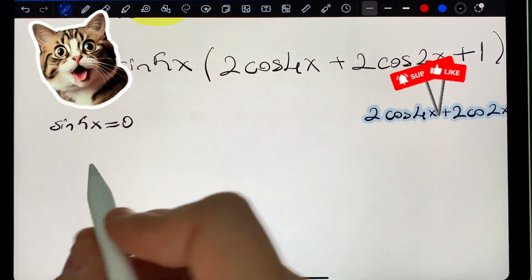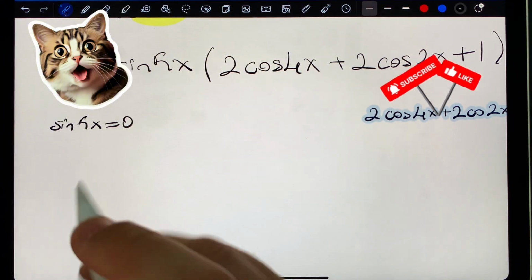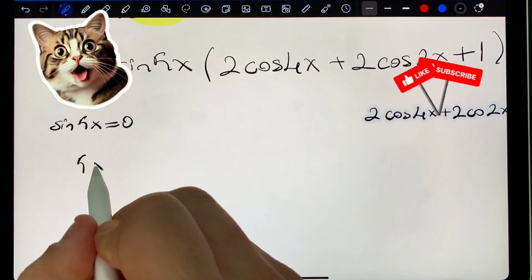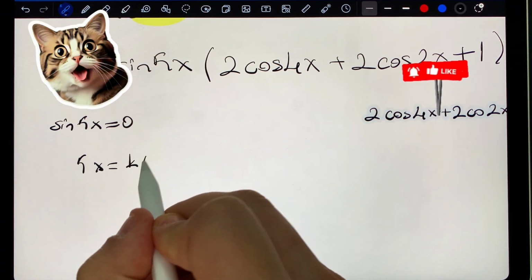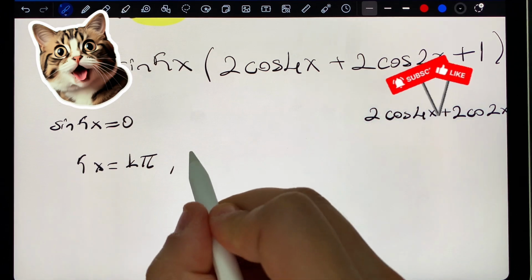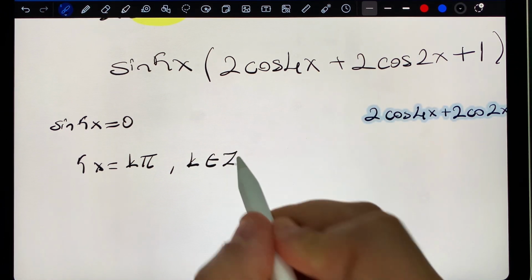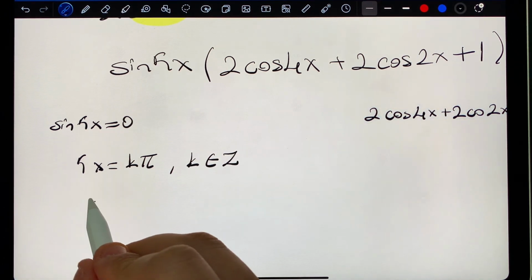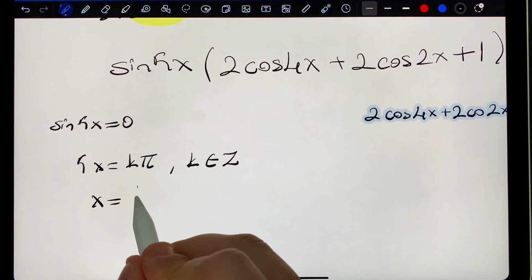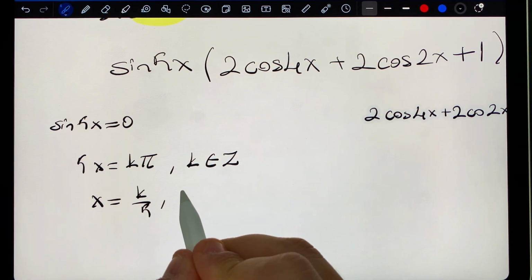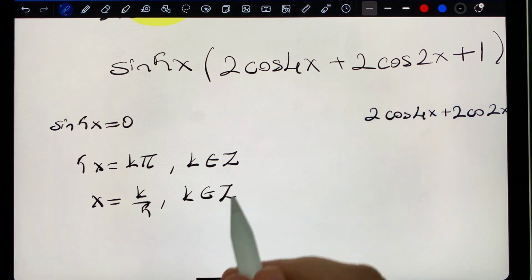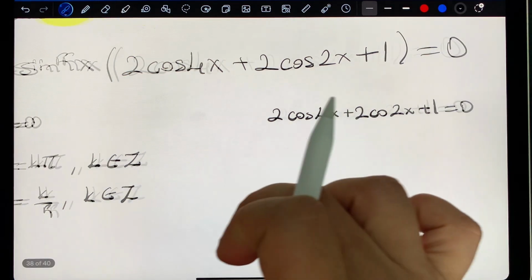Yes, now what can I do right here? I can solve this. Sine 5x equals 0, so I can write 5x as k times pi, where k is an integer. Then when I divide both sides by 5, x will be k pi divided by 5, where k is again an integer.